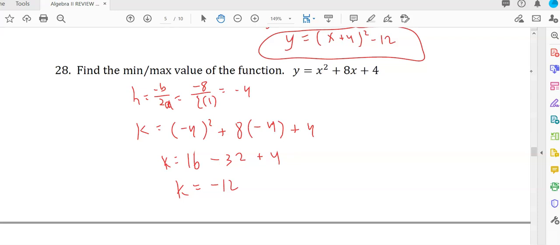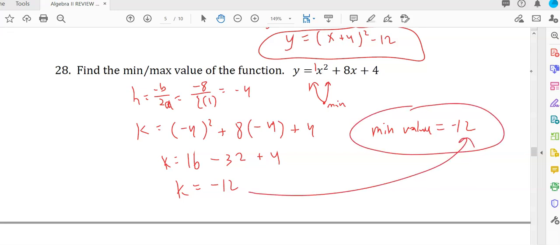So find the min-max. So first of all, this problem opens up, so it opens up. So the min value is k, which is -12. So how low is the k value?